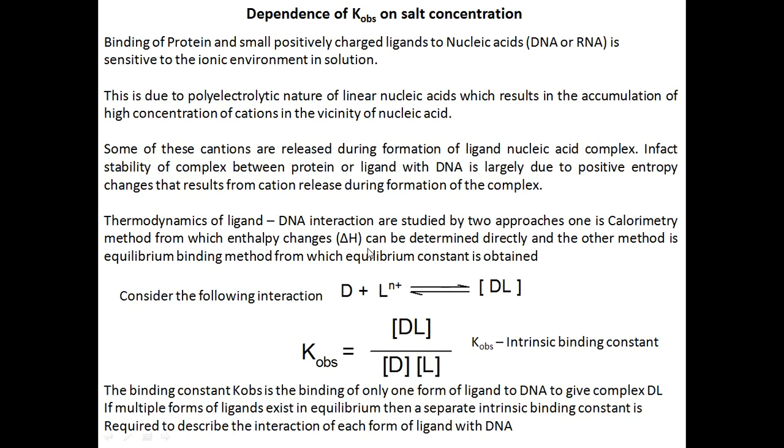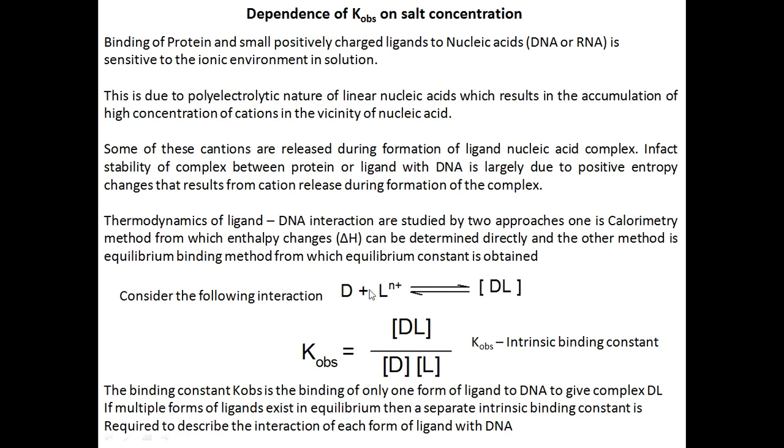The binding of proteins or small molecules which are positively charged to a nucleic acid is sensitive to the environment. It is sensitive to the salt concentration or the kind of ionic system present in the solution. This is because nucleic acids, DNA and RNA, are polyelectrolytic systems. They are negatively charged polyanions, with a large density of negatively charged phosphate groups in their structure. This makes nucleic acids polyanionic in nature.